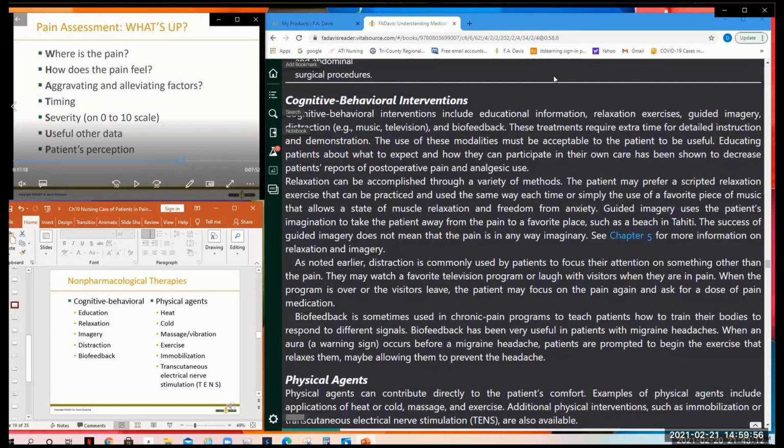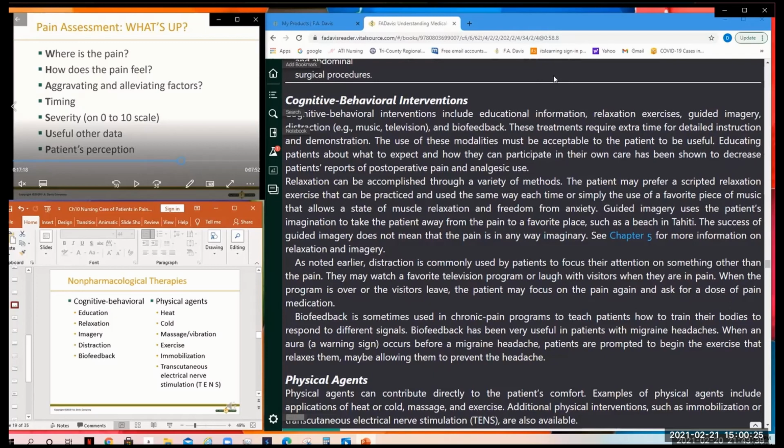As noted earlier, distraction is commonly used by patients to focus their attention on something other than the pain. They may watch a favorite television program or laugh with visitors when they are in pain. When the program is over or the visitors leave, the patient may focus on the pain again and ask for a dose of pain medication.